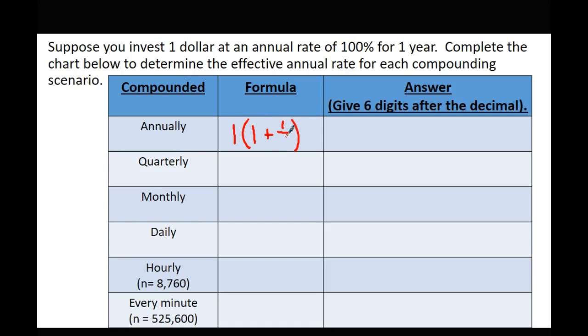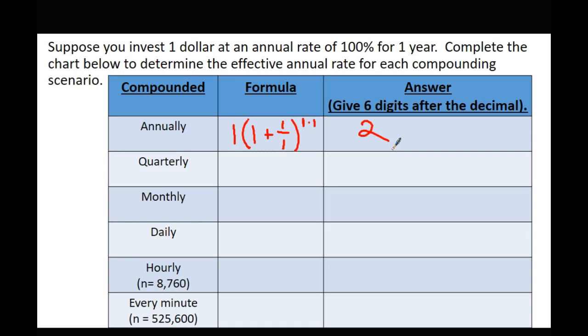And then how many times am I compounding it here? 1 time. And we're only doing this for 1 year, so it's 1 times 1, right? Now, this is pretty easy to do mentally. This is 1 plus 1, which is 2 to the first power. So basically at the end of the year, I would have $2.